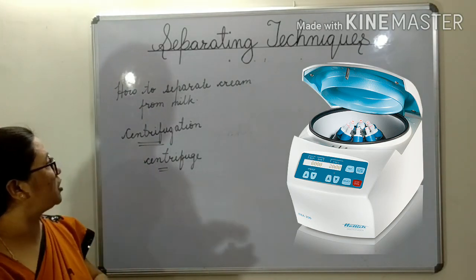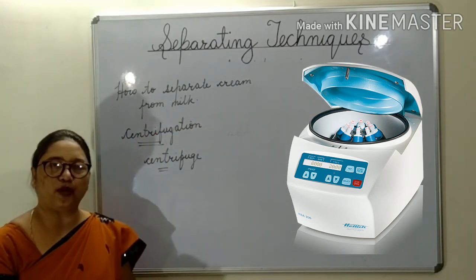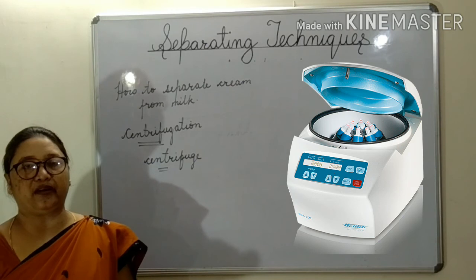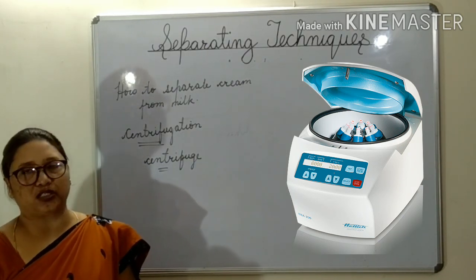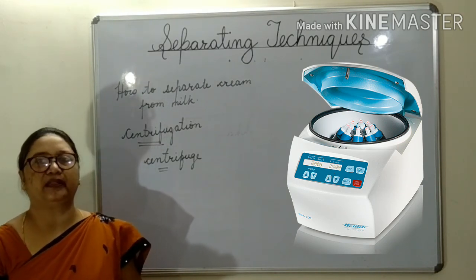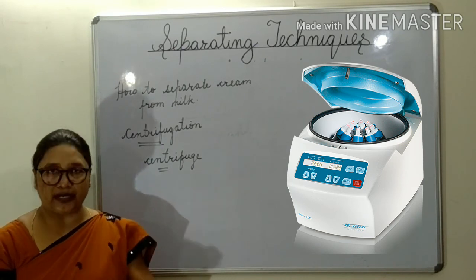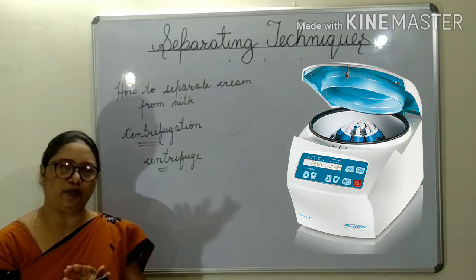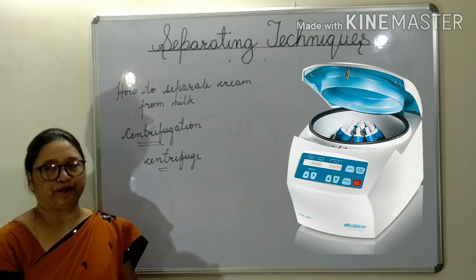So centrifugation is not only used to separate cream from milk. This process is also done to separate water from wet cloth in a washing machine. It is done to separate fine precipitate during a urine test, and for so many other things, for blood tests also we can use this centrifugation process.